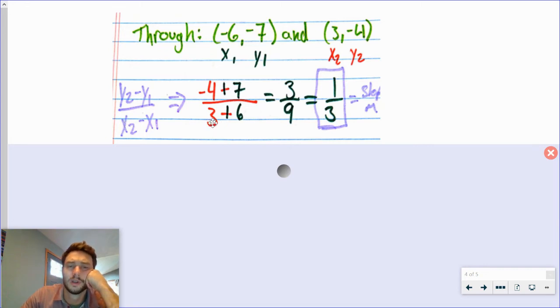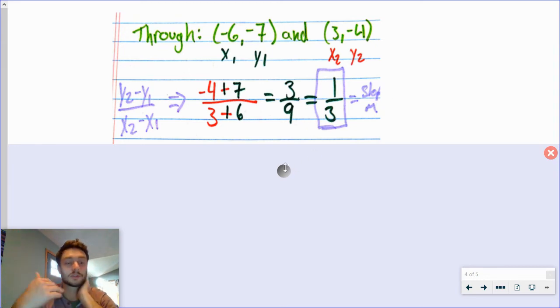Similar, x2 is 3 minus, red minus sign. X1 is -6, so it ends up being +6. You're always going to do the opposite. Okay. -4 plus 7 is a +3. 3 plus 6 is a +9. And 3 over 9 can be reduced if we divide them each by 3 down to 1/3. So this is our slope here. This is our slope, 1/3.